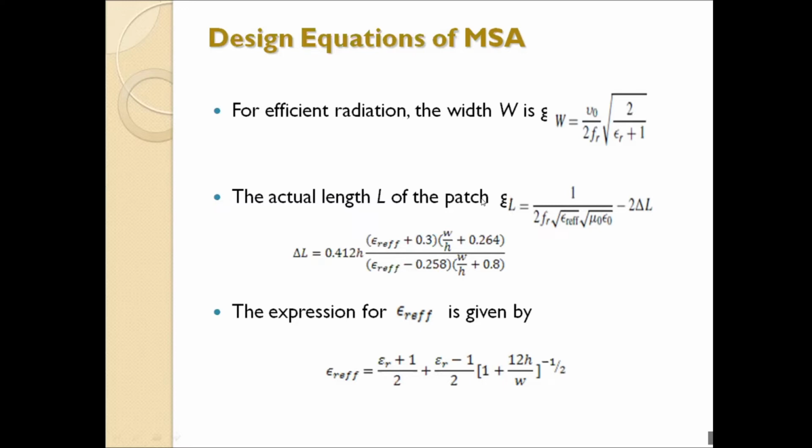So this del L has its own formula. Again, it deals with epsilon r effective, then W, h, all those things. Now this would be the del L. After calculating del L, we can substitute it in the capital L. So width is calculated, and length is calculated with the help of del L, and with the help of epsilon r effective only can we calculate L. This is the simple design equation of the microstrip antenna. Anybody can start with this calculation.